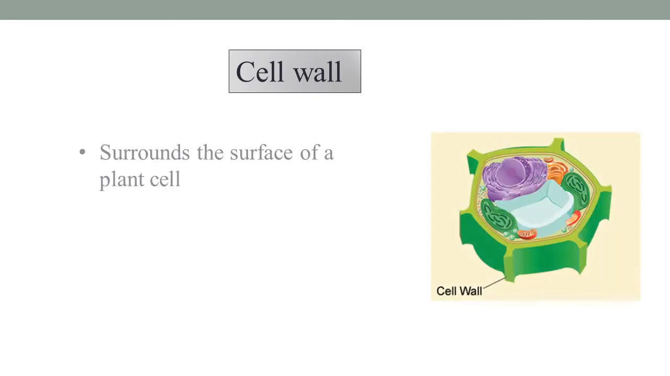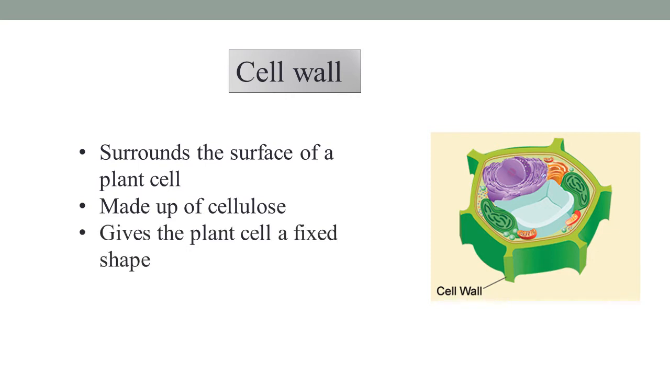Number 1, cell wall. Cell wall is the outermost covering of plant cells. It is not present in animal cells. Cell wall is made up of cellulose. Cellulose is a hard material. Due to the presence of cellulose, plant cells are hard as compared to animal cells. It gives the plants a fixed and rigid shape. It protects the cells from injury.